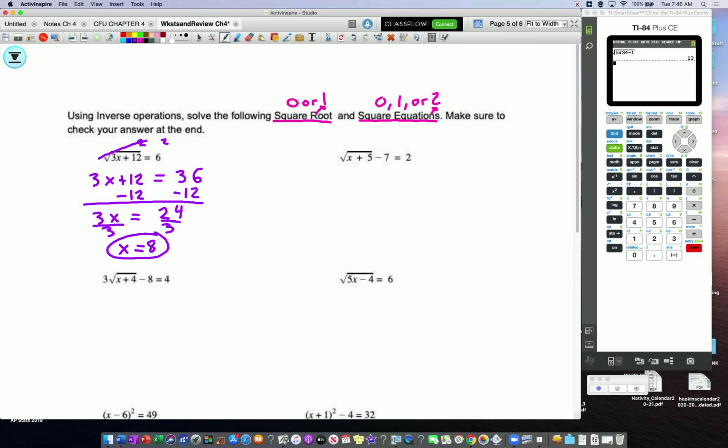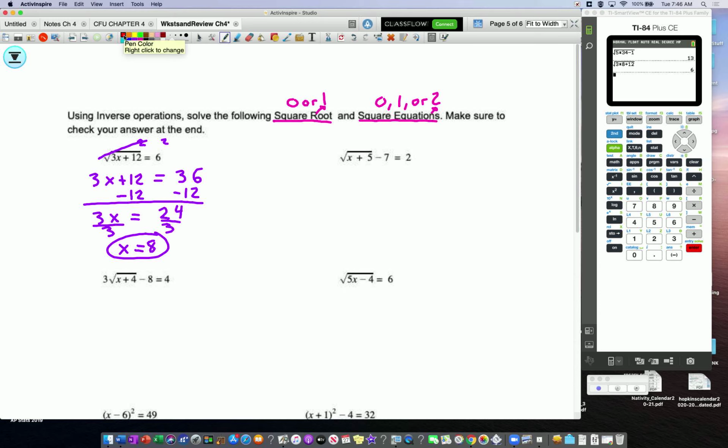Now one of the things I like to do is check my answer. So I go square root, 3 times 8 plus 12. So now when I hit enter here, this better equal 6. Ding, ding, ding, ding, ding. Just got that one right. Sweet. Let's take a look at the next one.